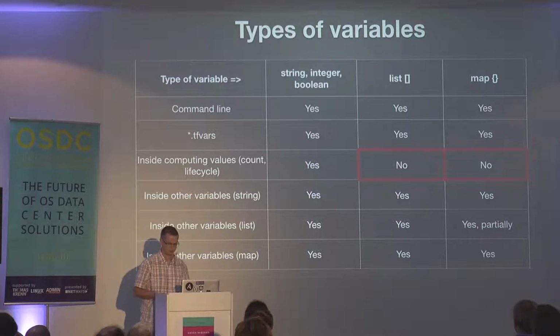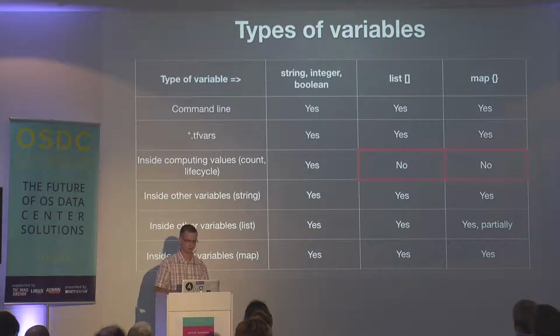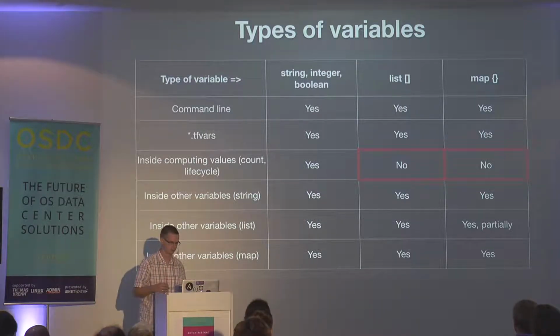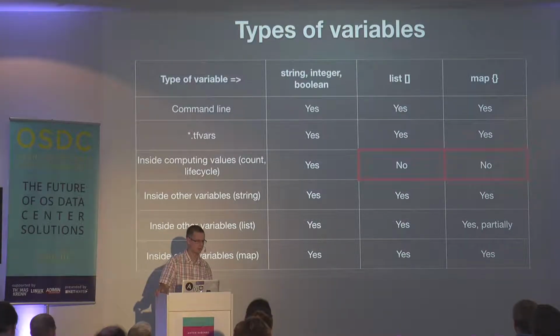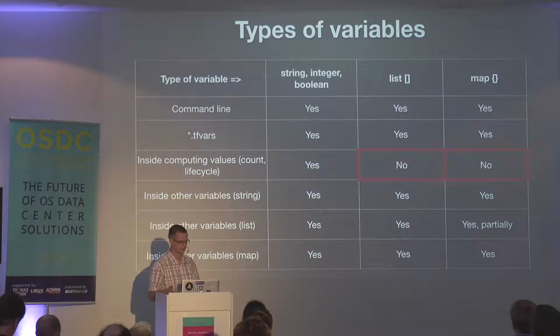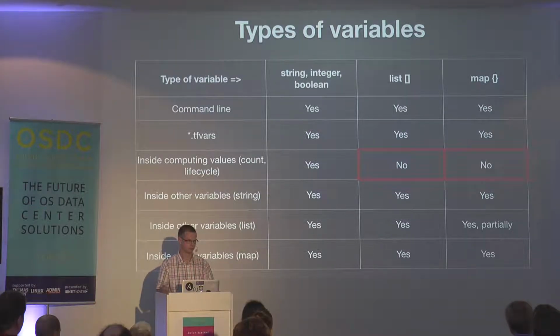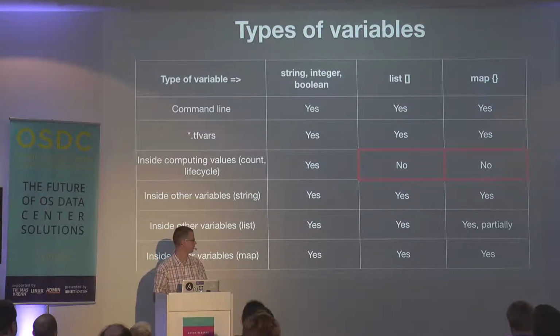If we look into the types of variables, we can see that the most powerful type is string, integer, and Boolean, because it can be used everywhere, it can be passed everywhere, and it can be interpolated in all possible places. So if you are unsure whether you can use something else, you can always safely write it as a string, integer, or Boolean. In upcoming versions, I will tell about this later, these red rectangles will be fixed.